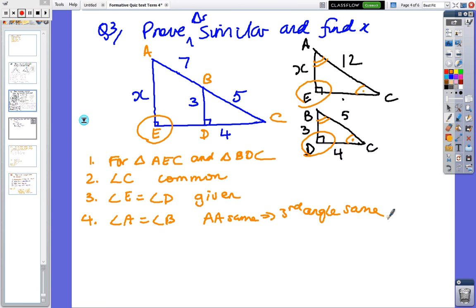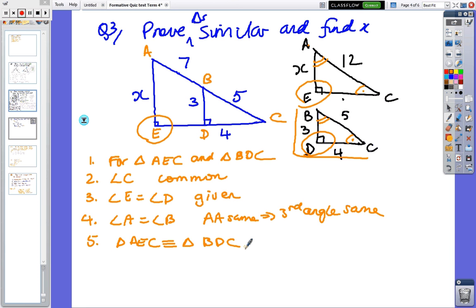Okay, so that's your proof. Once you've got 2 A's, then you've got 3 A's. So 5, finishing off with the proof. So triangle A, E, C is similar to triangle, so we're going A, E, C, so we're going down, so we're going B, D, C. Okay, and is that all we have to do?